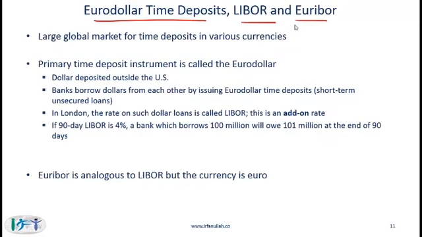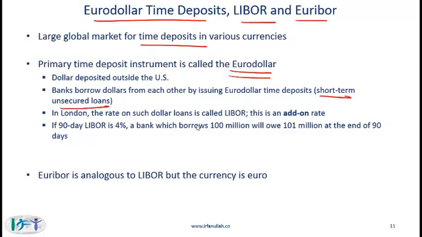Coming now to euro-dollar time deposits, LIBOR and Euribor. You have seen this concept before in fixed income, but we will cover it briefly again over here. There is a large global market for time deposits in various currencies. The primary time deposit instrument is called the euro-dollar. This is where dollars are deposited in banks outside the United States. Banks borrow dollars from each other by issuing euro-dollar time deposits.